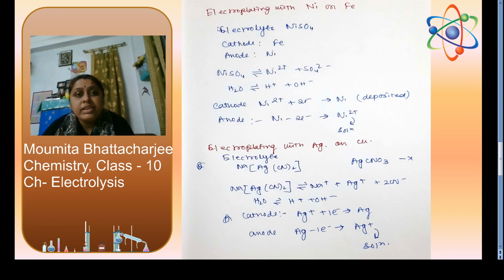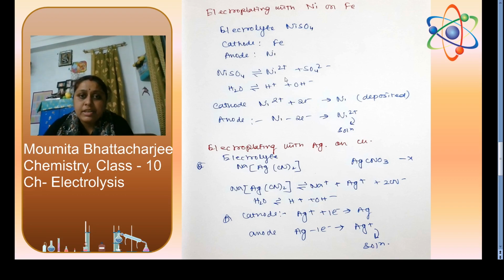So we are taking an example like electroplating with nickel on iron. The metal to be electroplated is Fe, and the metal by which it is electroplated is nickel. So for the electrolyte, we will take nickel sulfate. Always we take the electrolyte having the same cation as the anode. So for the cathode we take iron, because the metal on which we are electroplating is always kept at the cathode, and the metal by which we are electroplating is always kept at the anode.